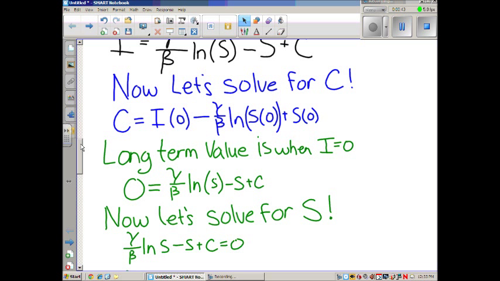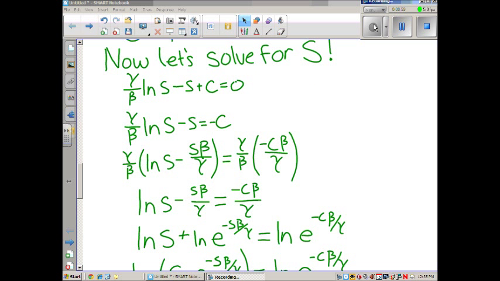To answer questions, we're also going to need to know what I's long-term value is. This will always be when I equals 0, because then we'll have a final number of removed, which is the number of dead, and a final number of susceptible, which is the number of alive, when the disease has run its course. Now the only variable we have left to solve for is S.